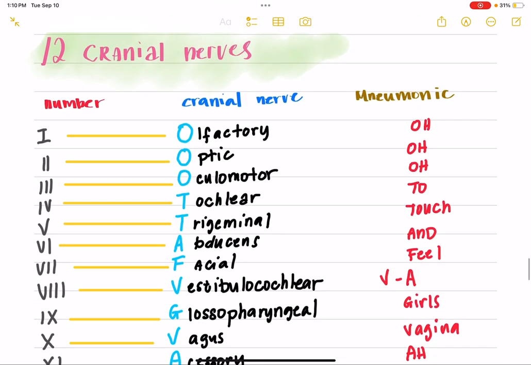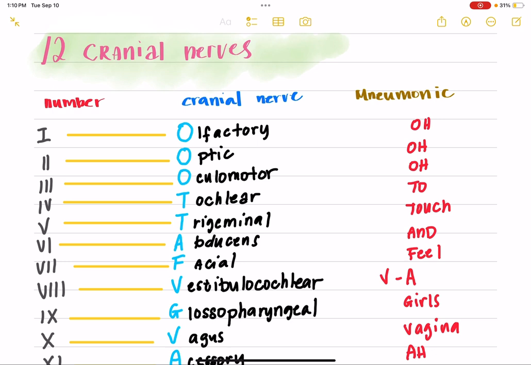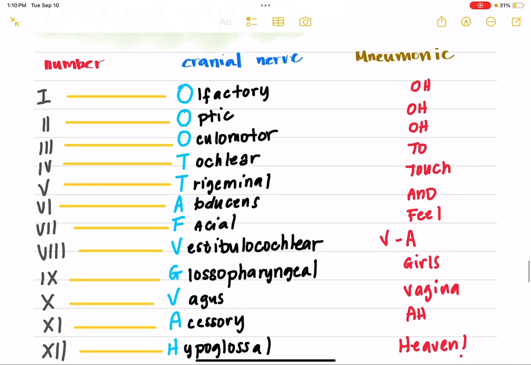Okay. So, these are the 12 cranial nerves. From 1, 2, 3, 4, 5, 6, 7, 8, 9, 10, 11, 12. The 12 cranial nerves. Ang mnemonic siniha is O, O, O, to touch and feel. Ang A naton, balis karon ta lang, diba daw A, ang V. Ang V lang ding nag-iba. Ang V, imagine na lang A nga ginbaliskad. Okay? O, O, O, to touch and feel a girl's vagina, heaven.